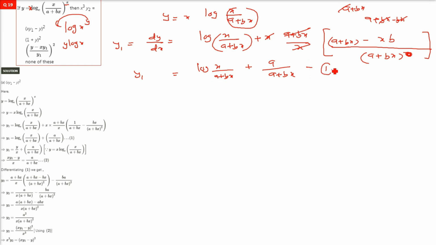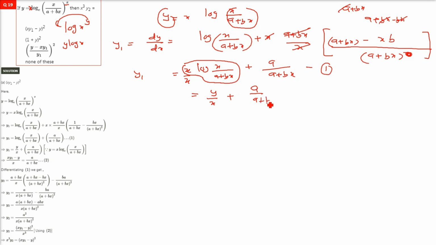Now this is your 1. Now a by a plus bx is going to reappear, so we need to replace it. Let us do it here only. In this log x by a plus bx, if I multiply x and divide by x, then x into log x by a plus bx will be what? It will be y. Why I'm introducing x in the numerator and denominator is that only then it will come. So it will be y by x plus a by a plus bx.